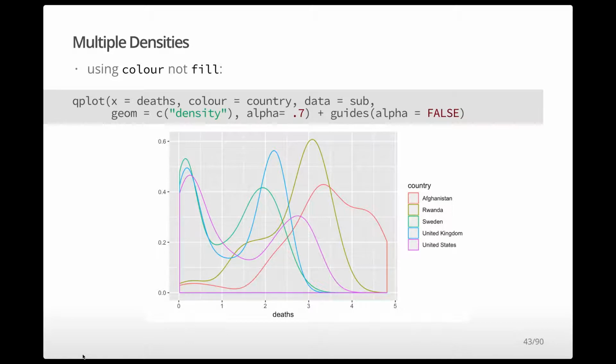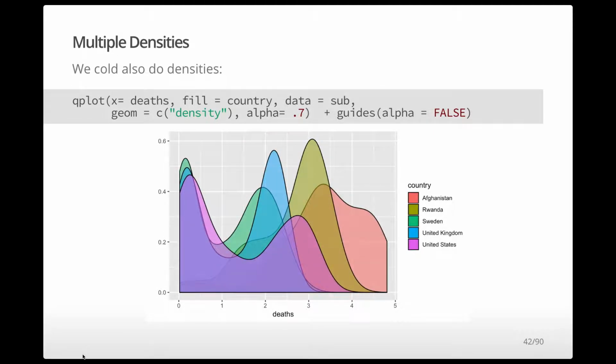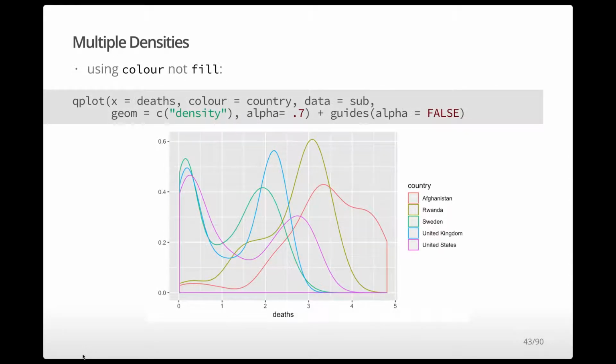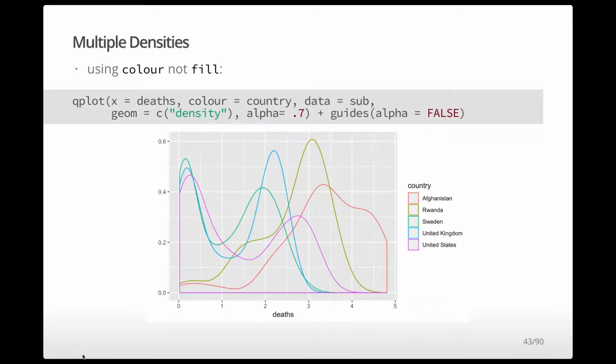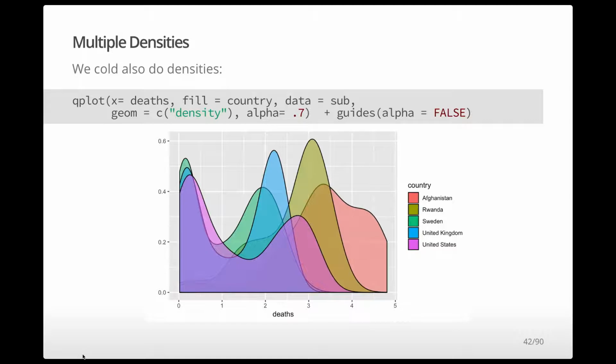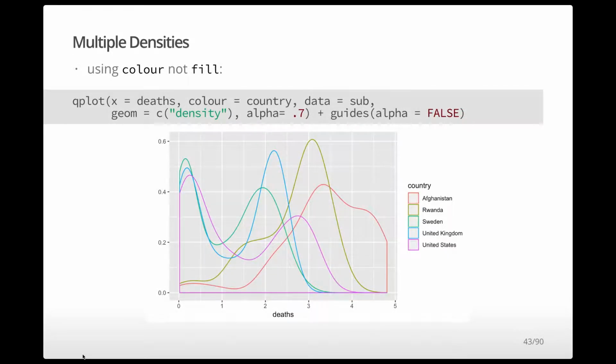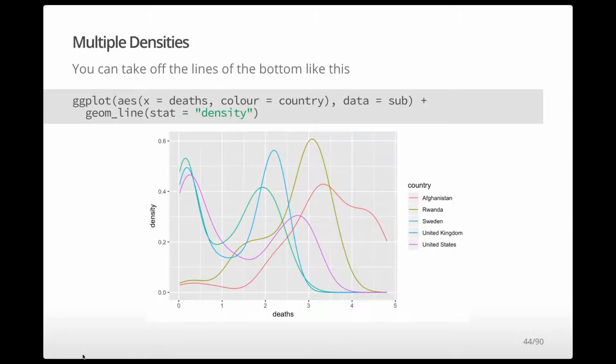There is a way you can change the density here. Just to be clear, we said fill equals country. Here we're saying color equals country. The difference is the fill will change the color inside of here and keep them all black lines. Here, the lines will be colored differently for each country. I think this is a pretty helpful plot. I don't like seeing the overlap, things like that. I think this is a good way to visualize distributions.